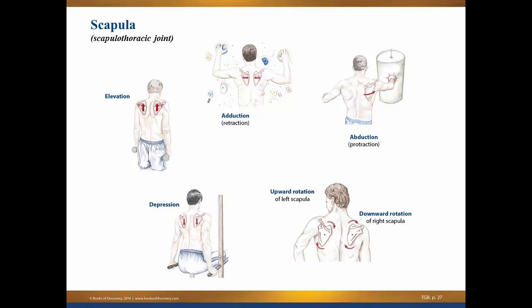In the next image of the rock climber, you can see adduction. So in addition to the midline of the body, the second image here of the rock climber has a little red arrow pointing towards the spine, so that is adding to the midline. It can also be called retraction of the scapula. The boxer with the punching bag, that's abduction, or protraction, of the scapula.